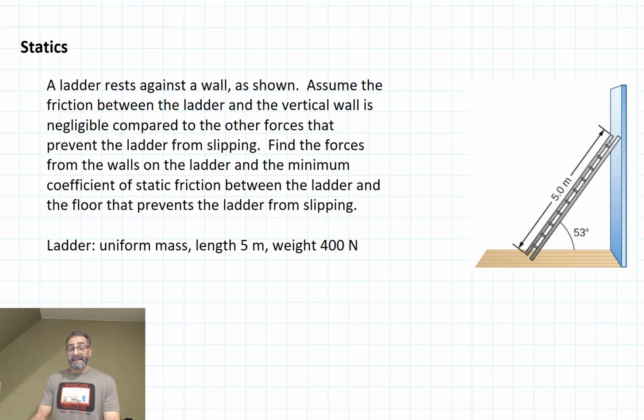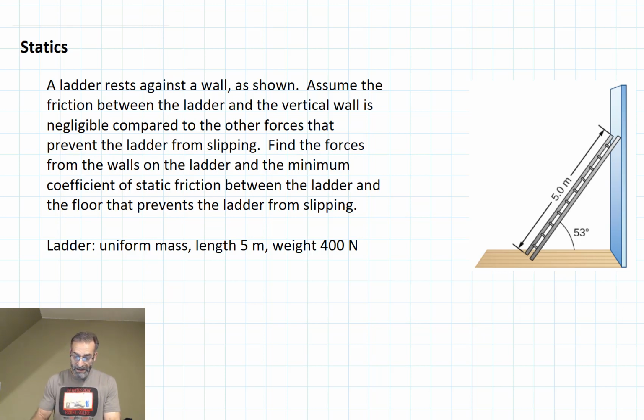So we want to find the forces acting on the ladder, and we want to find the minimum coefficient of static friction we need between the ladder and the floor to prevent the ladder from slipping. So this is a typical statics problem. We know this object is not moving, so we know it's in equilibrium. That means the sum of the forces has to be zero, and the net torque has to be zero.